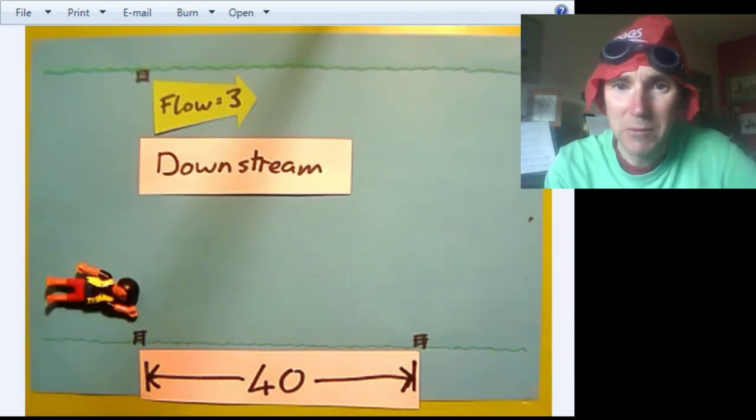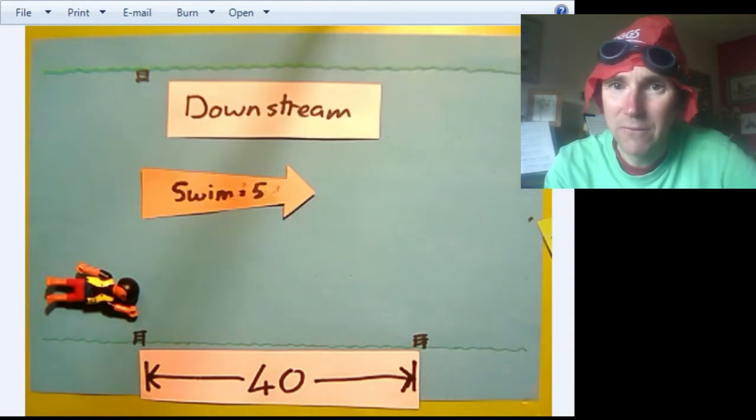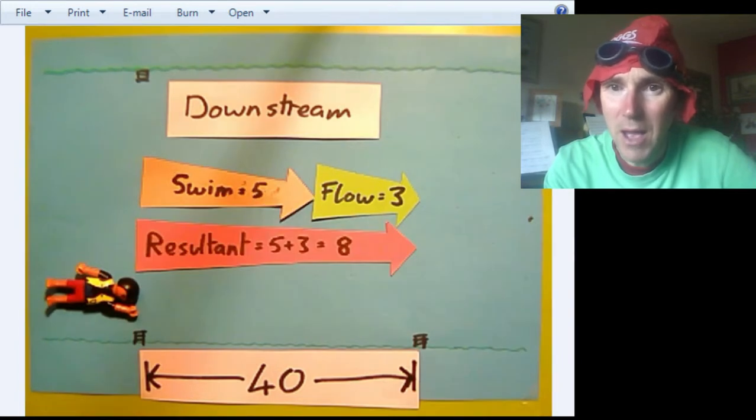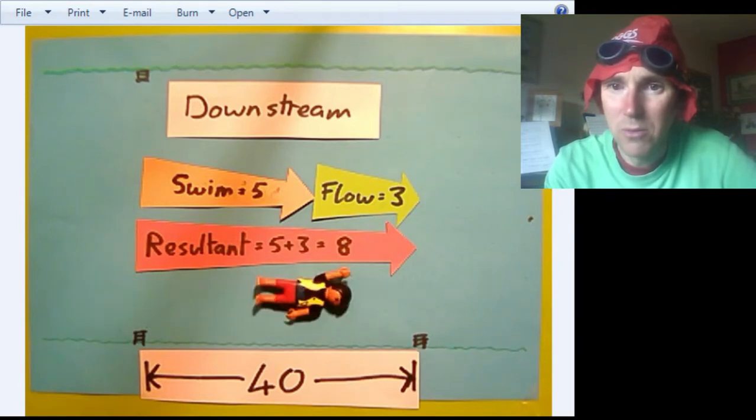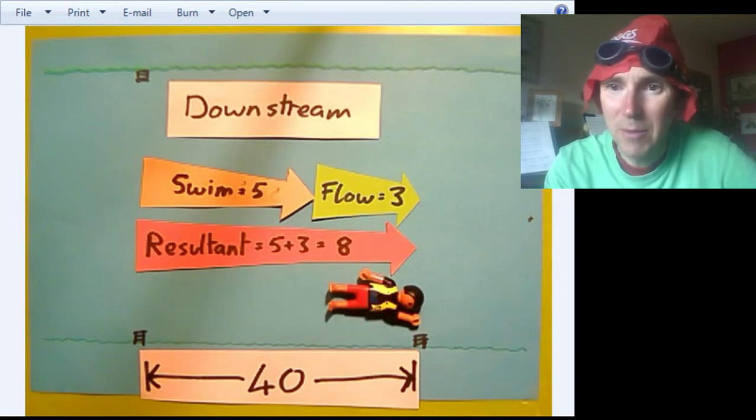So, first we'll start off with Bertie. Bertie's going to go downstream first. Now, we know there's a flow of 3 units per second, and we know he can swim at 5 units per second. So, when he sets off, the resultant speed is going to be 8 units per second. That's 5 swimming and 3 from the flow of the river. So here he goes, downstream. Go! That was pretty rapid.